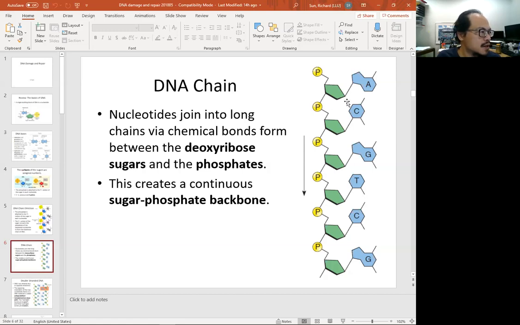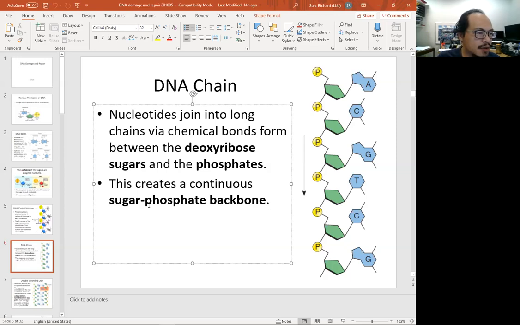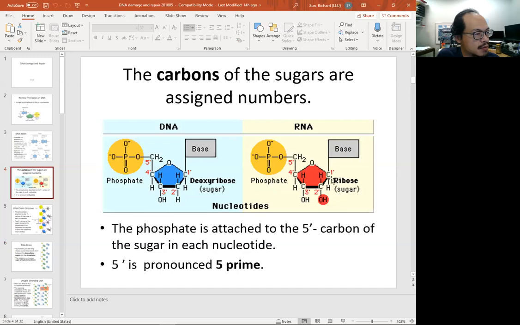So nucleotides join to form this long polymer via the chemical bond formed between the deoxyribose and the phosphate, and this creates a continuous sugar phosphate backbone. So we commonly hear the term sugar phosphate backbone of the nucleic acid. This backbone works for DNA as well as RNA, which basically run the same pattern. The only difference is that DNA uses deoxyribose as a sugar, while RNA uses ribose as a sugar. It has the OH here, and deoxyribose doesn't have the O here.